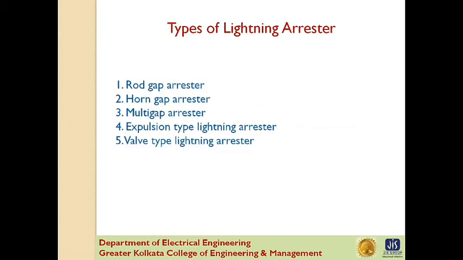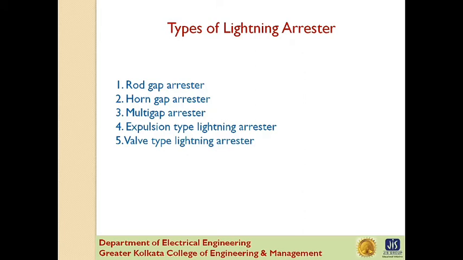Next is the types of lightning arrestor. There are several types of lightning arrestor in use. They differ only in constructional details but operate on the same principle, that is providing low resistance path for the surges to the ground. Now different types of lightning arrestors are rod gap arrestor, horn gap arrestor, multi-gap arrestor, expulsion type lightning arrestor and valve type lightning arrestor. Each of these arrestors has its own advantages and disadvantages.